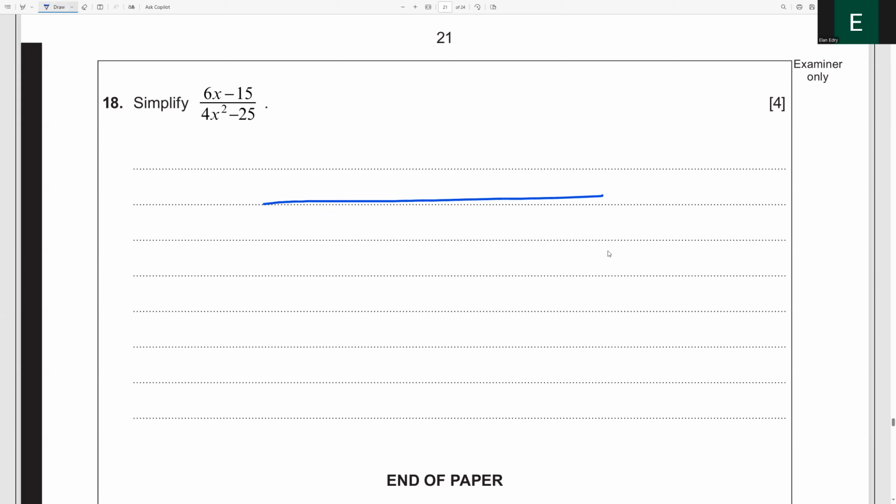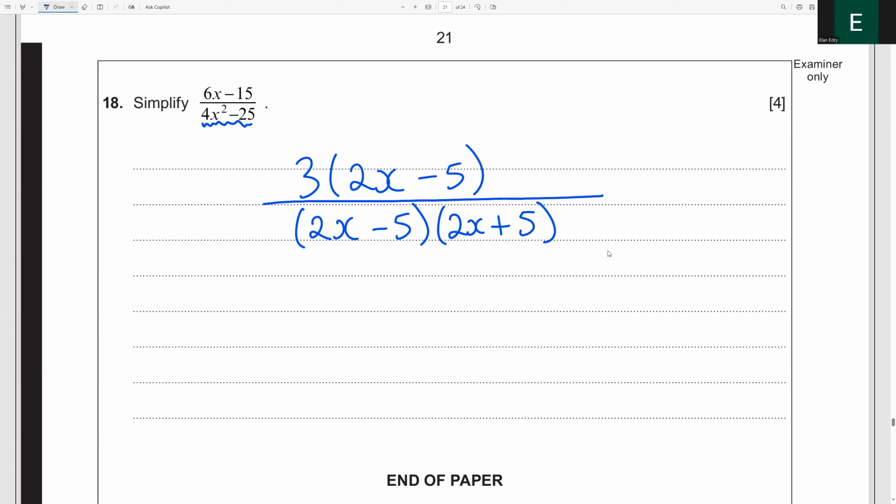So on the bottom, I can see this is going to be a difference of two squares: 2x minus 5, 2x plus 5. And on the top, I can take out a factor of 3, giving me 2x minus 5. And we can see what simplifies. The 2x minus 5s will cancel, leaving me with 3 over 2x plus 5.